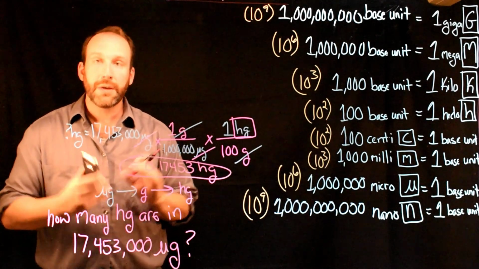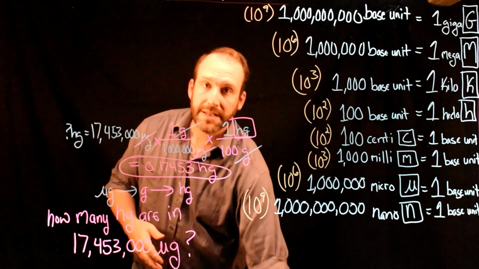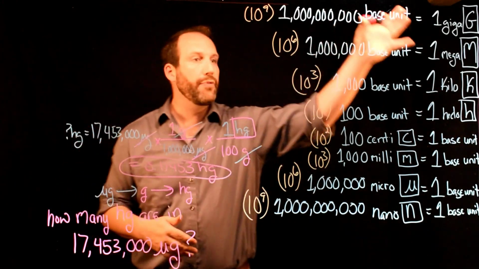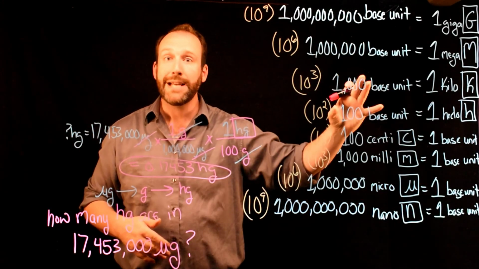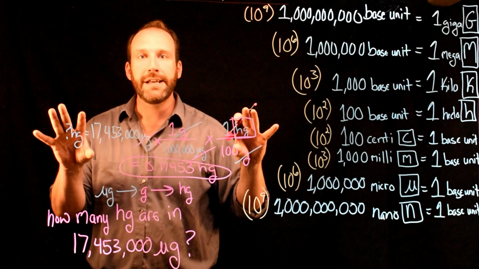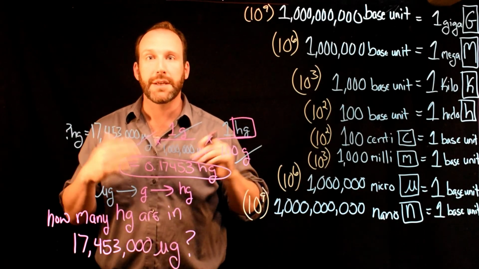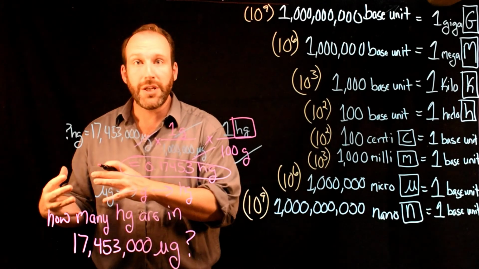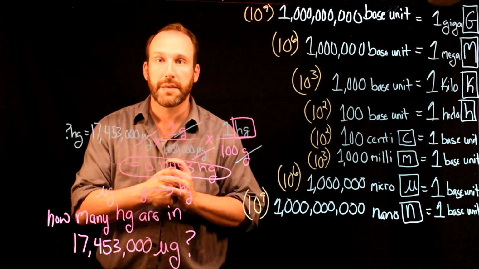So the procedure here is always the same. We're always thinking about this table that includes the base units and the prefixes. And we're using this idea of what's called dimensional analysis to allow us to convert from one unit system to another unit system.